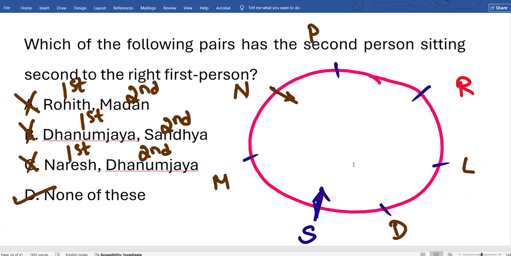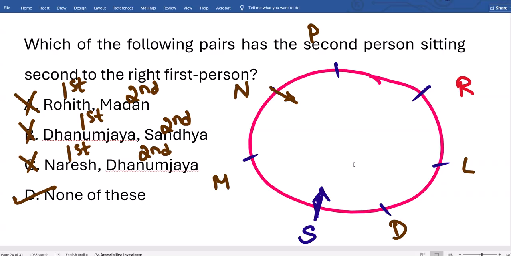Dhananjay and Sandhya, this way zero. It's not second right. It's like immediate right or something. So it's wrong. Next, between Naresh and Dhananjay, this way two people, this way three, the other way three people. It's not possible. See, if you want to call second right or second left, one person should be there between this person and that person. If you want third right or third left, two people should be there between this person and that person. Then only it is possible. But here there is no such case.